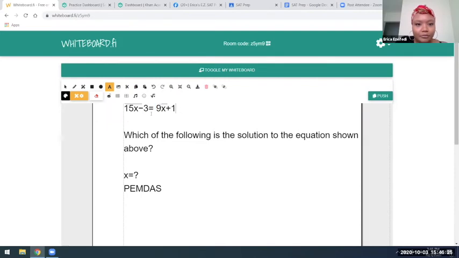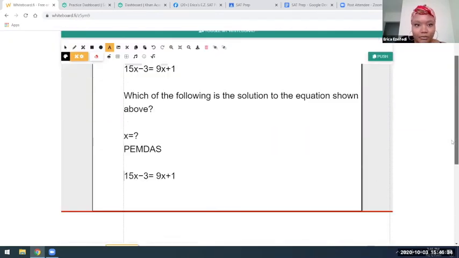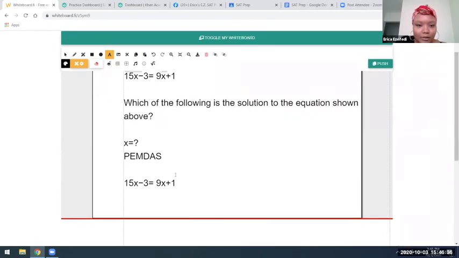Let me just copy this. So how did you phrase it, Divya? I said to subtract 9x from both sides so that the x's could be together. Okay, good idea. So we're going to subtract 9x from both sides. And when we say both sides, we're talking about both sides of the equal sign.